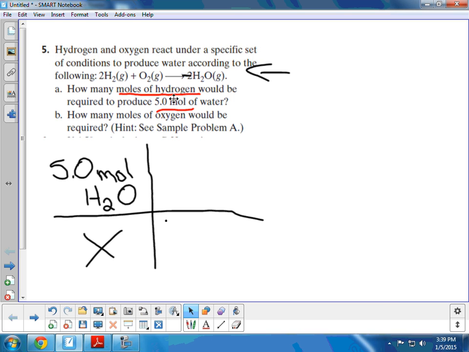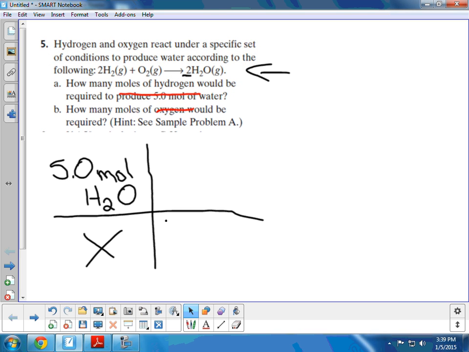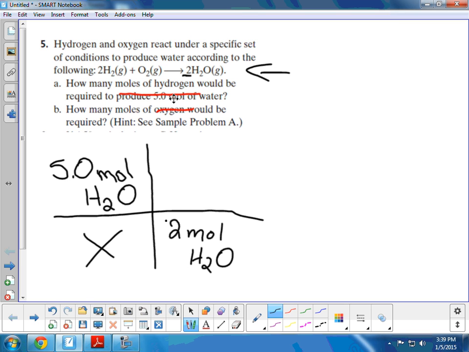So that coefficient of 2 now goes in the bottom down here. So 2 moles of H2O. And then on top of that, it said moles of B go in the box above it. Well, what are we trying to find? The question is, how many moles of hydrogen? So hydrogen would be our B. So if we go back to that chemical reaction and look to see how many moles of hydrogen we have, we see 2. So we put 2 moles of H2.